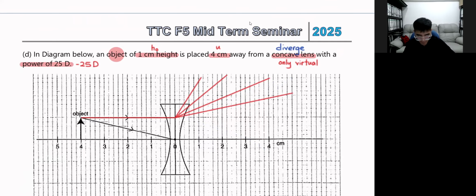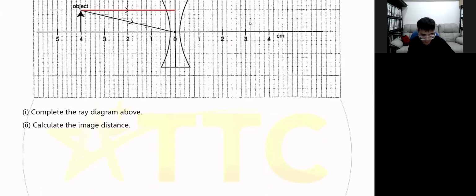Now, how do you know where the focal point is? Did the question tell you where the focal point of the lens is? No, right? You have to calculate it yourself. So did the question give you any calculation space?